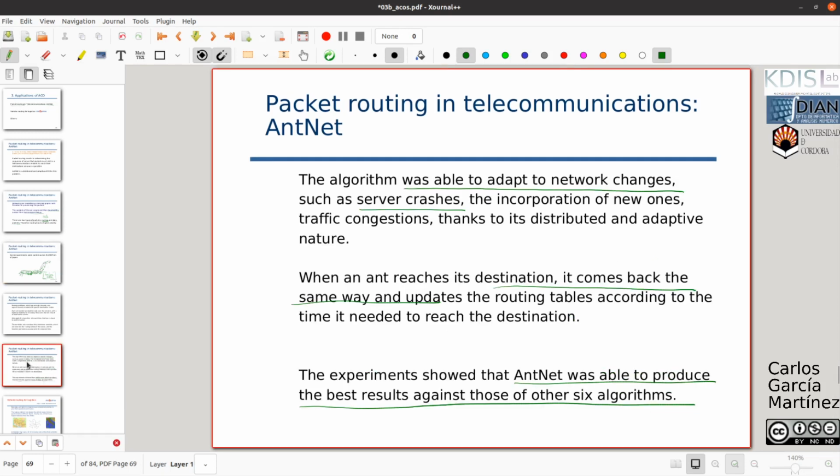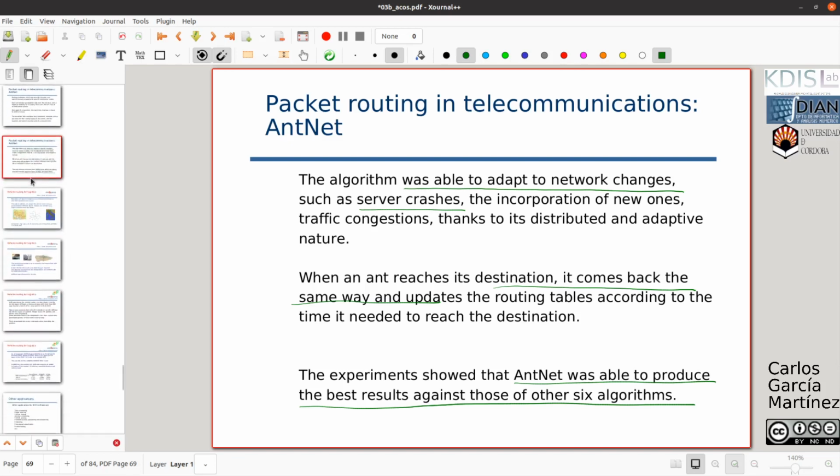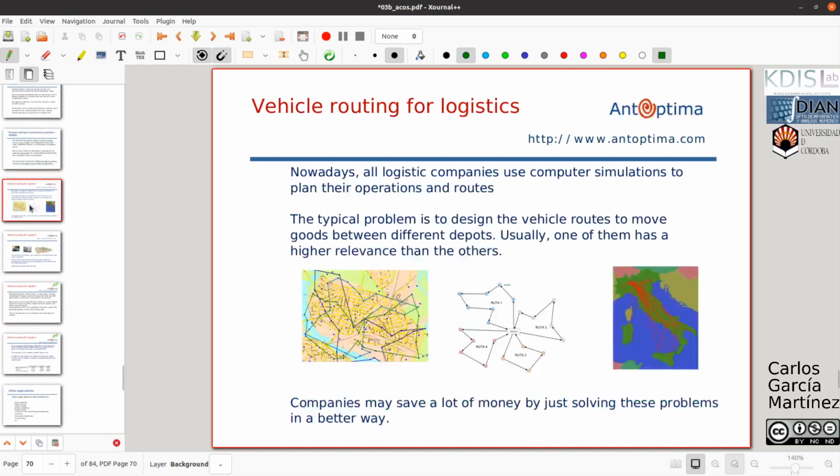Well, this is the first application, and the second one is for logistics. So in this case, they apply ant colony optimization for designing the routing plans of different vehicles.